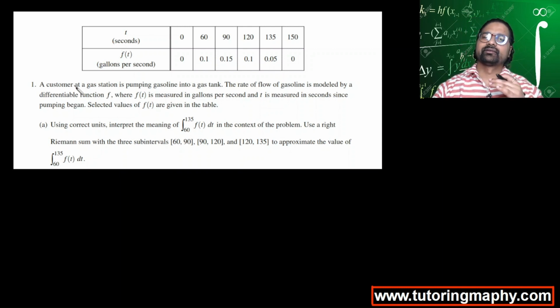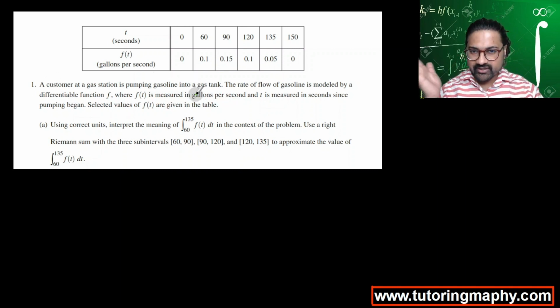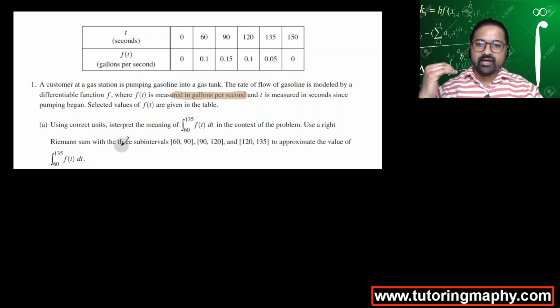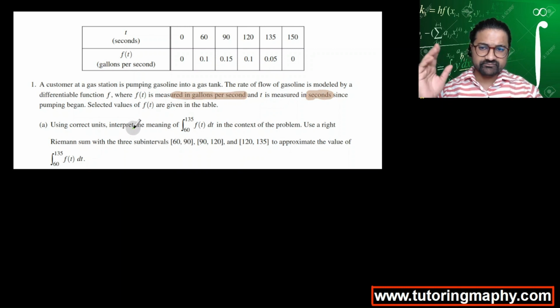It says that there is a customer at a gas station who is pumping gasoline into a gas tank. The rate of flow of the gasoline is modeled by a differentiable function f, where f is measured in gallons per second. So this is important, that f in itself is the rate at which gallons are pumped into the tank. I'm going to highlight this part. And t is measured in seconds since the pumping began. Selected values of the function f(t) are given in the table.